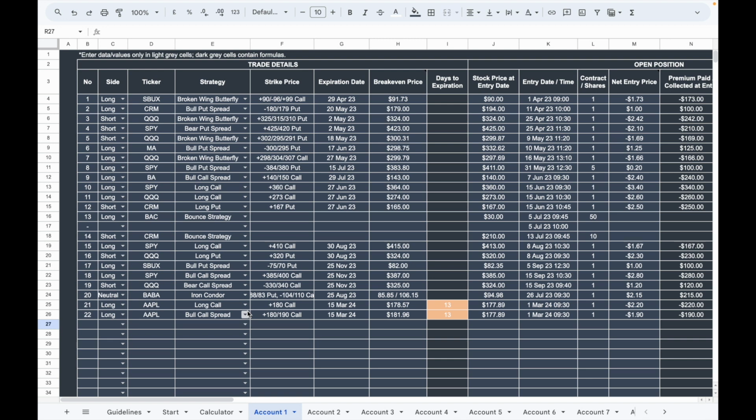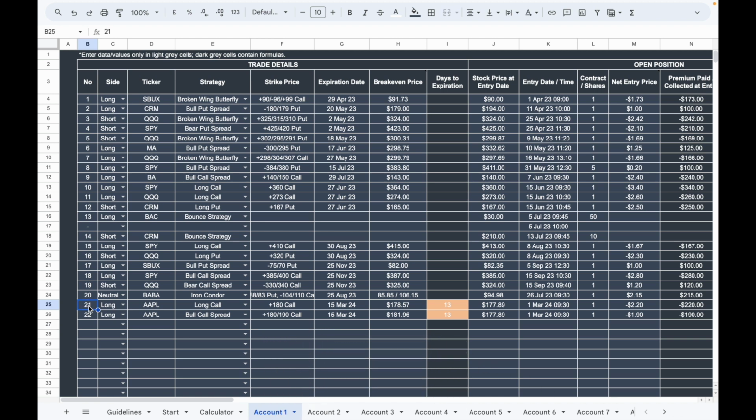Now let me show you step by step how to input trading data into this spreadsheet. There are a total of 10 trading journal tabs for you to input the trading data. Each trading journal tab represents each individual account, so make sure you input the data into the right tab. First, I will guide you on how to input an option single leg strategy into the trading journal. For example, I am buying a single call option on Apple stock.